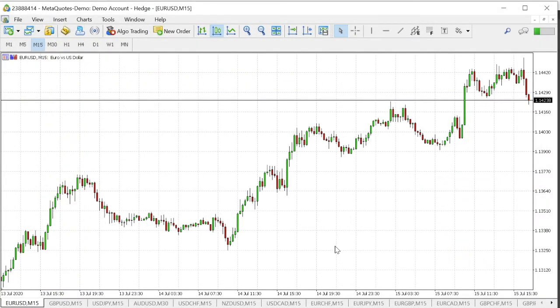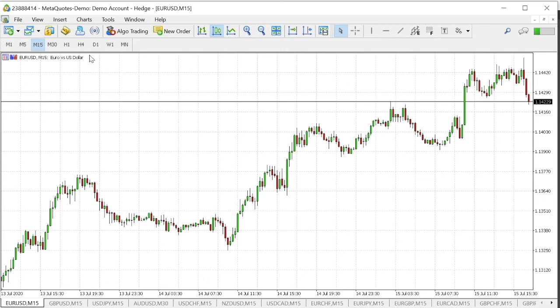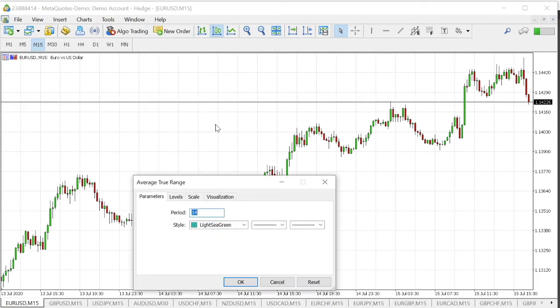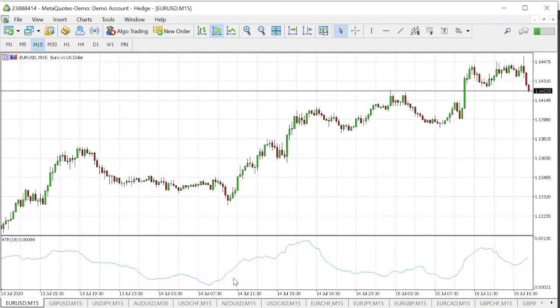Alright, so now that you know what the ATR indicator is, I'm going to show you how to add that to your trading platform. Right now I have the MT4 trading platform in front of me, but you should be able to do it on any other trading platform such as TradingView. So for MT4, you just click on Insert, Indicators, Average True Range. These settings are fine, so just click OK. And there you have it.